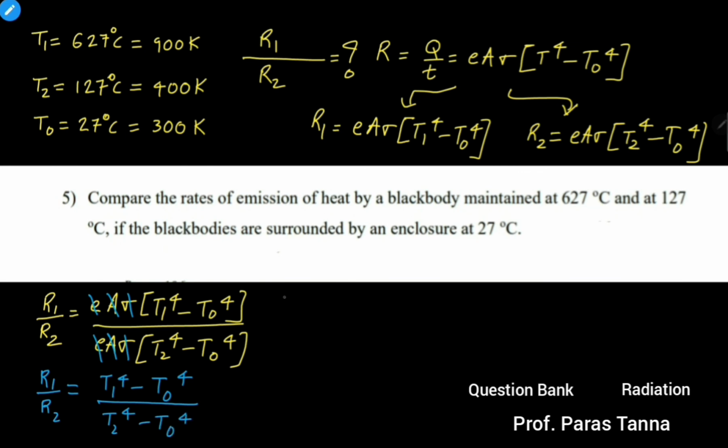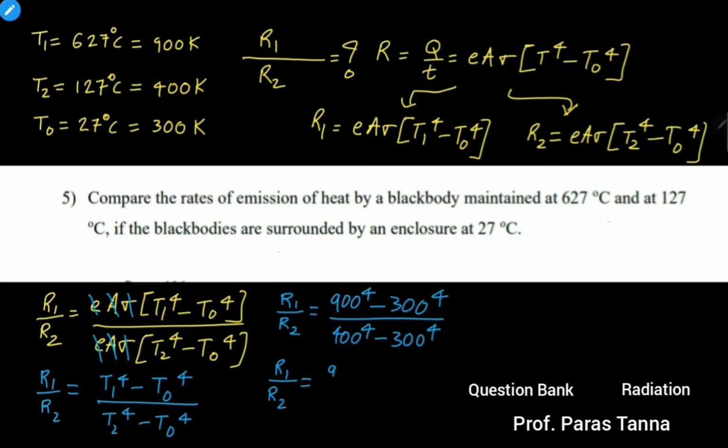Substituting the values provided to us, we get R1 divided by R2 is equal to 900 raised to 4 minus 300 raised to 4, the whole upon 400 raised to 4 minus 300 raised to 4. So cancelling 10 raised to 2, the whole raised to 4 from the numerator as well as denominator, we get R1 divided by R2 is equal to 9 raised to 4 minus 3 raised to 4, the whole upon 4 raised to 4 minus 3 raised to 4.